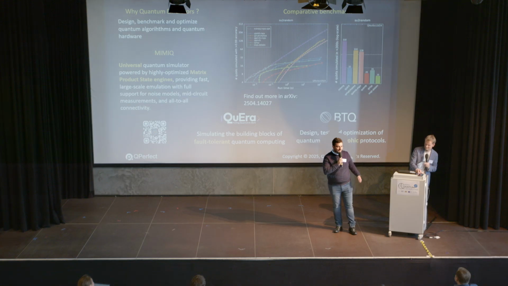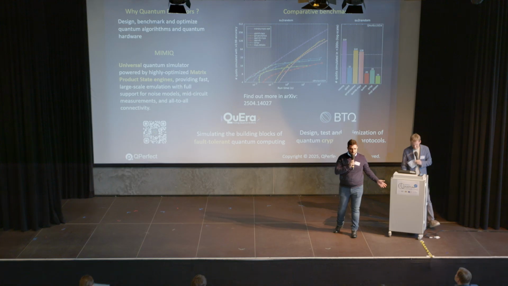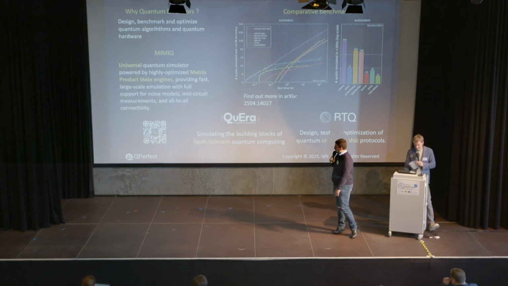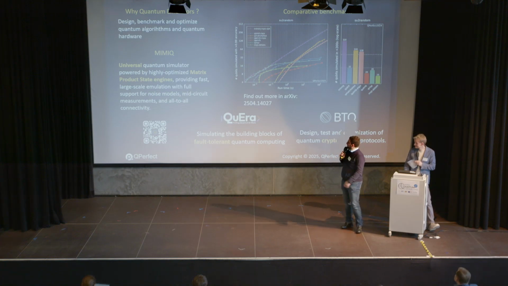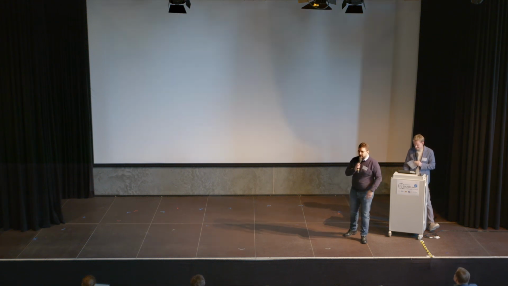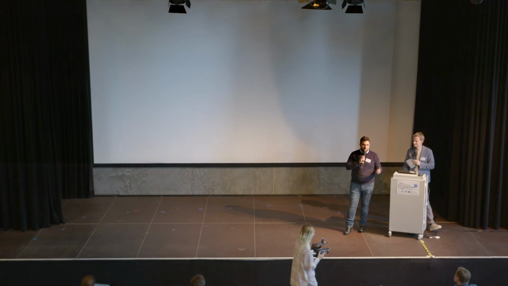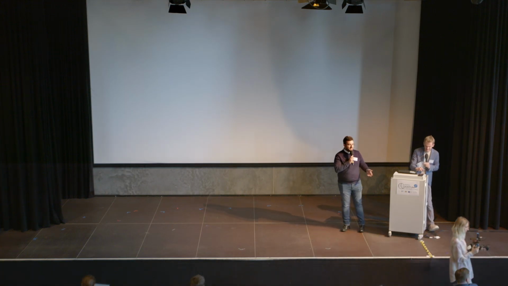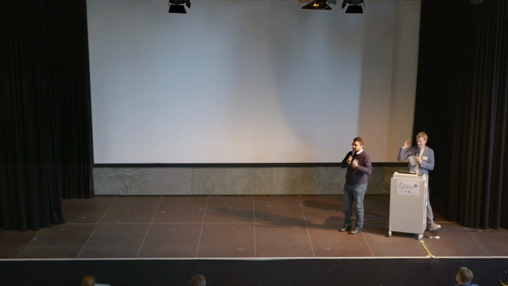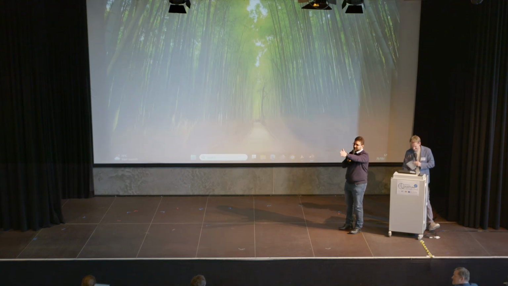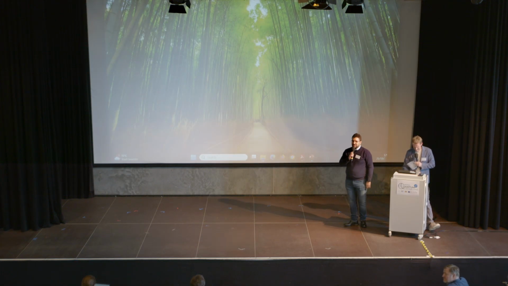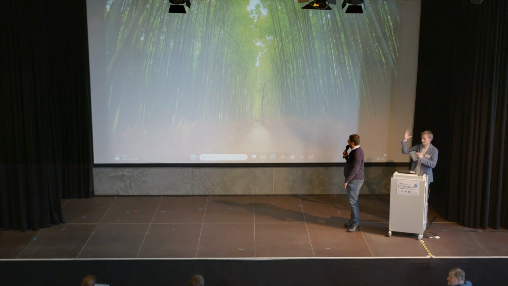MIMIQ is available already online. The circuit libraries are open source, available to download from pip or from our GitHub, and the local executors are also available to download freely, state vector mainly. The MPS is only available on license, on request. Please contact me or reach out to Hugo from QPerfect, who is there in the audience. And yes, the poster, thank you.